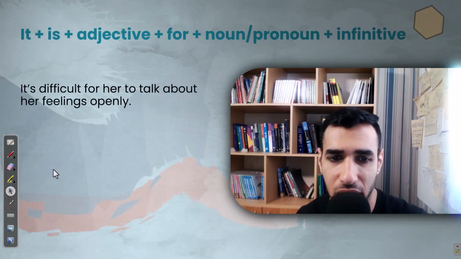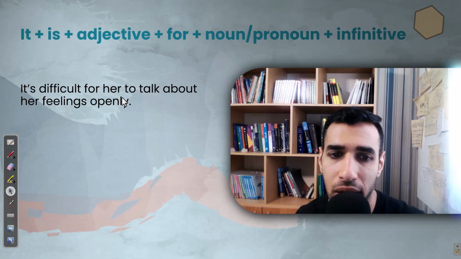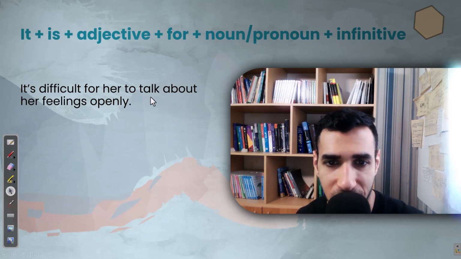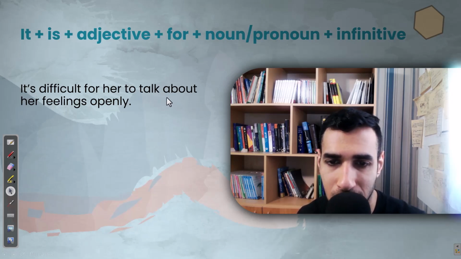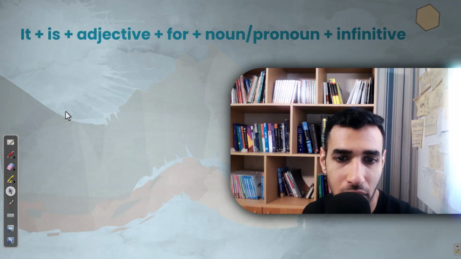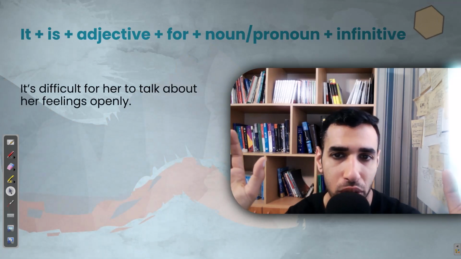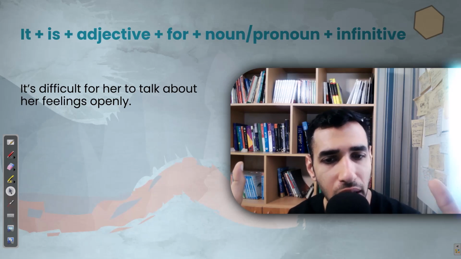It's difficult for her to talk about her feelings openly. The use of "for" and the pronoun "her." "To talk" is an infinitive phrase. To talk about what? So more explanation as a complementer that completes the sentence. We want to convert it to a gerund phrase, gerund form: Talking about her feelings openly is difficult for her.